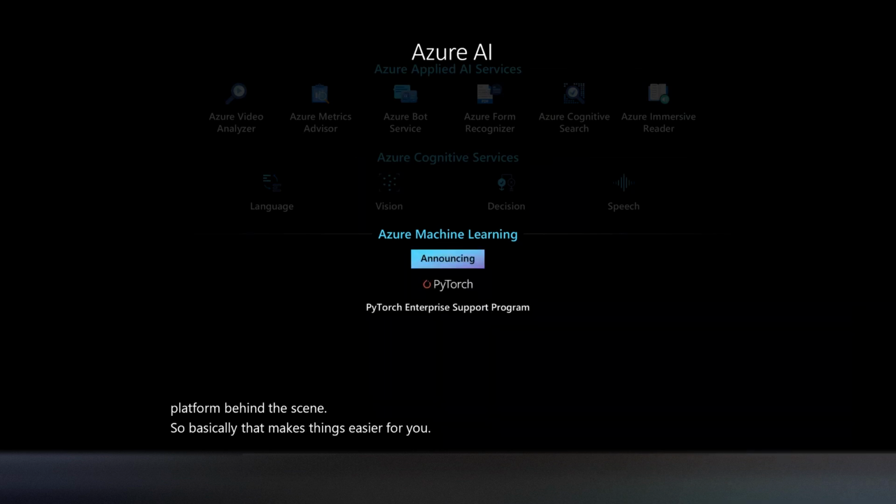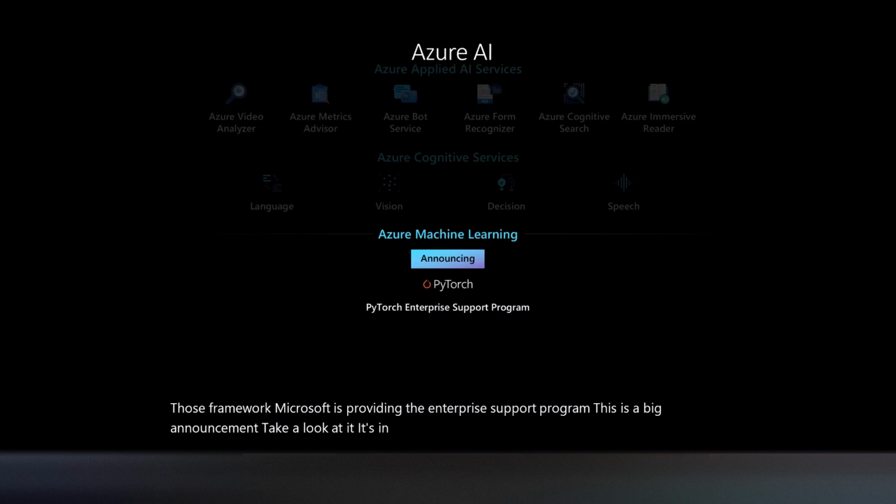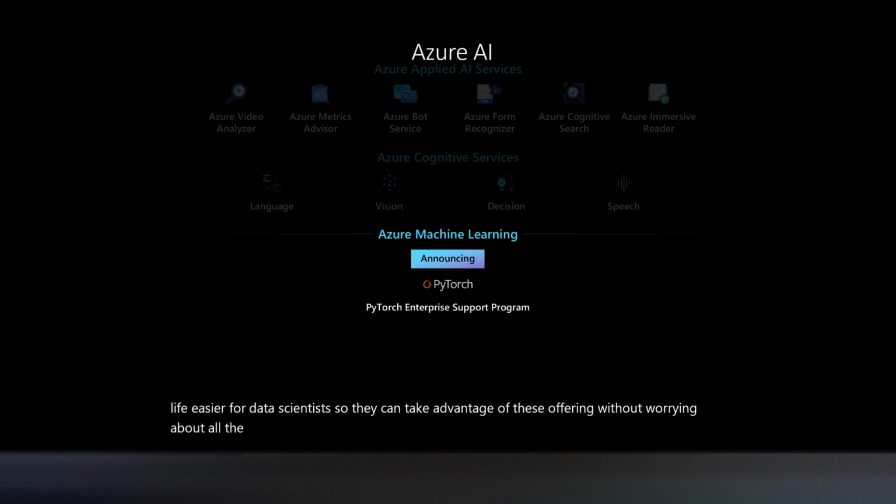And the second thing is PyTorch. This is a deep learning framework based on Python, an open source framework. Microsoft is providing the enterprise support program. This is a big announcement. Take a look at it. It's in the resources. So we are targeting making life easier for data scientists so they can take advantage of these offerings without worrying about all the complexities that go with it.